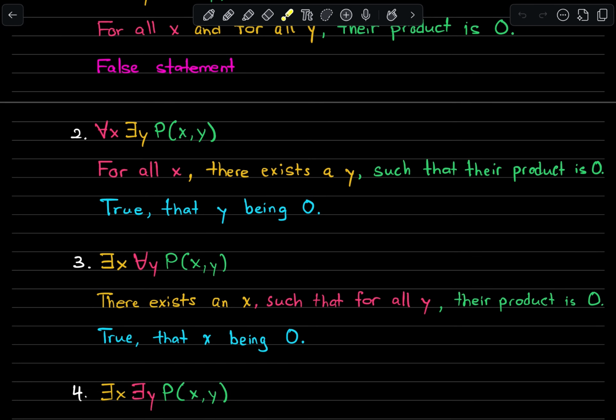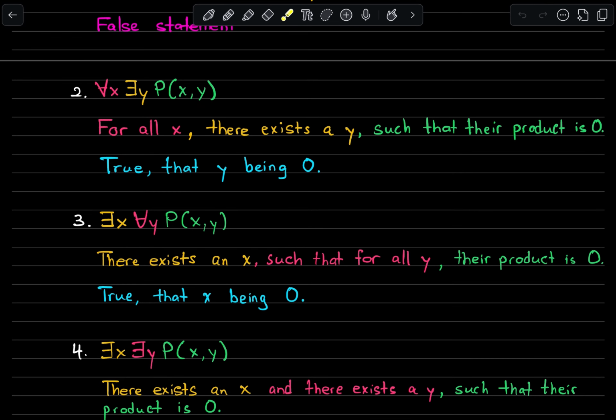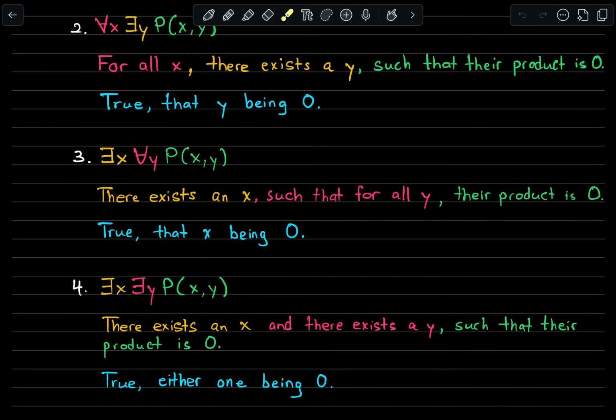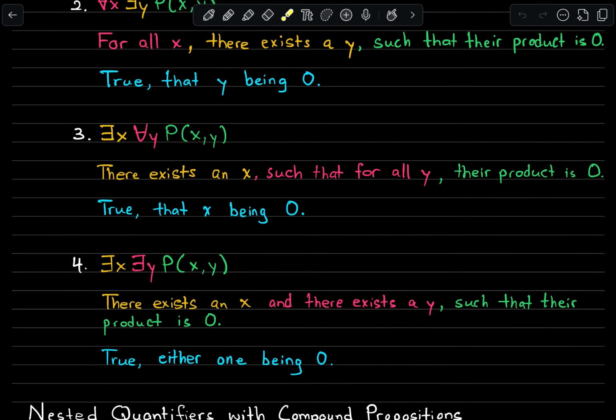And finally, the last one says there exists an x and there exists a y such that their product is 0. This is also a true statement. In this case, either one could be 0. This is just saying that there's some specific combination of numbers out there whose product is 0. They could even both be 0 in this case.